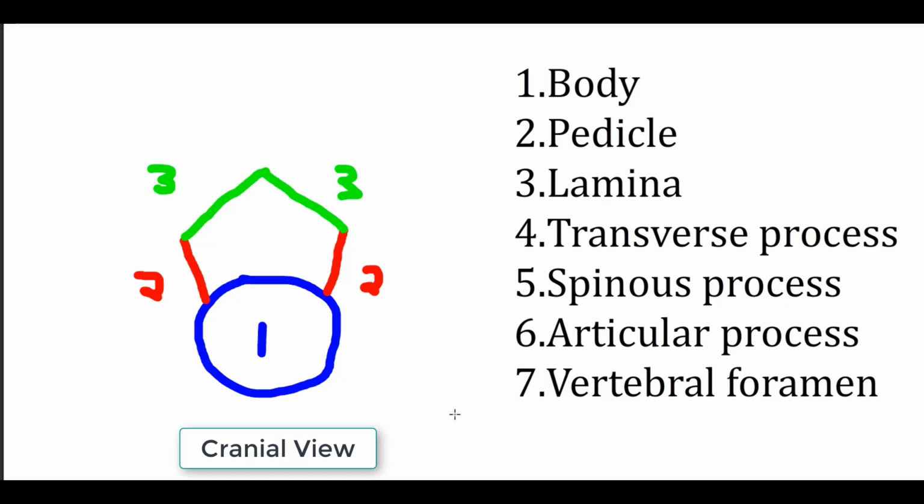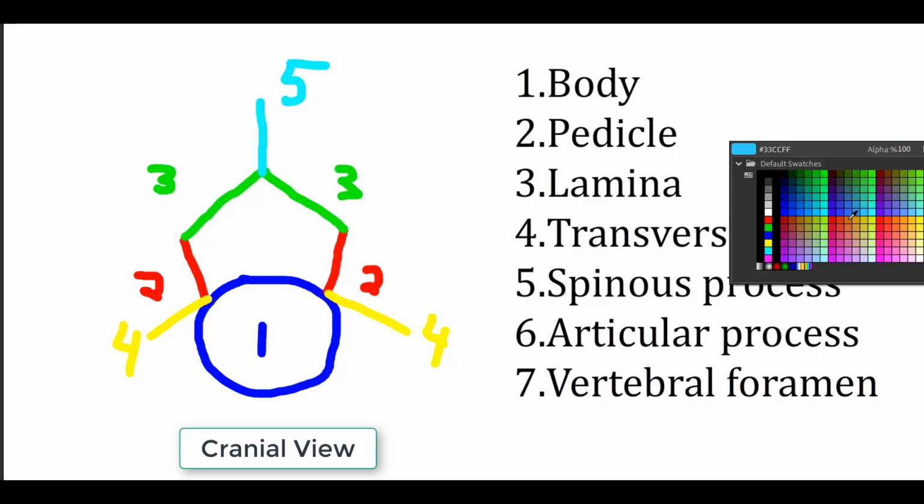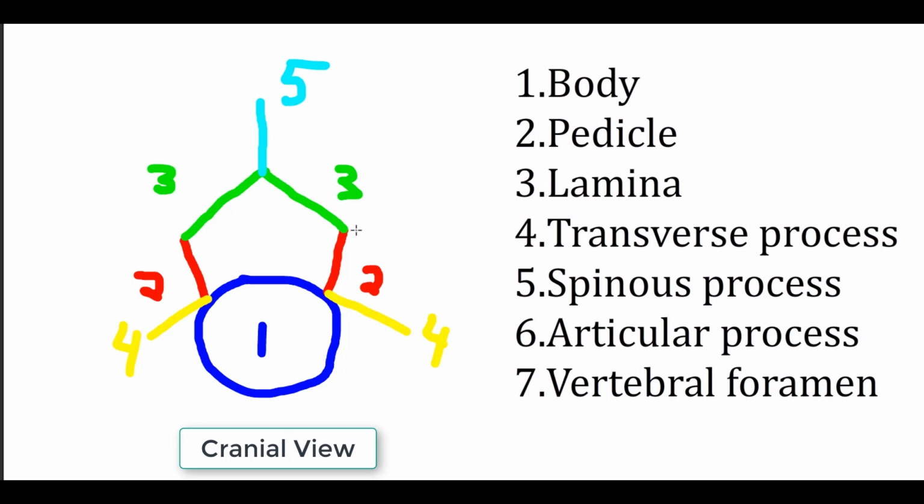So the transverse process is a lateral projection from where the pedicle and the body unite. So this would be the transverse process. The spinous process would be found dorsally where the two lamina unite. It's a dorsal projection. That would be the spinous process. The articular process would be found where the lamina and the pedicle unite. So that would be an articular process.